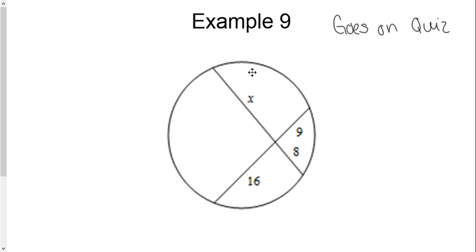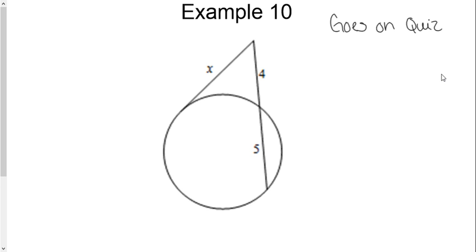So here's example 9. This is the chord, and I want you to find x for me. So go ahead and pause it, solve the answer. Then when you're done, come back and look at example 10. And here's example 10. Here we're given the tangent-secant power theorem. So I need you to solve that one. Again, both 9 and 10 go on the quiz.